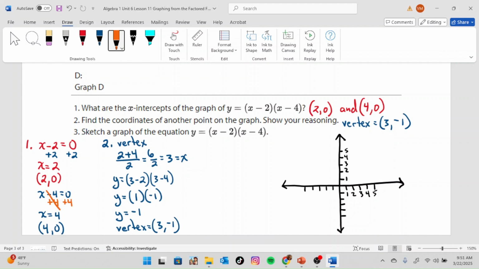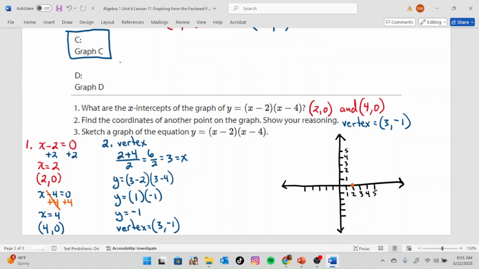So first I need to put an x-intercept at (2, 0). So I go over to the right 2, and then I don't go up or down. Next, I need an x-intercept at (4, 0). So I go over to the right 4 and up or down 0. And then my last point would be my vertex at (3, negative 1). So I go over right 3, down 1, and I put my vertex.